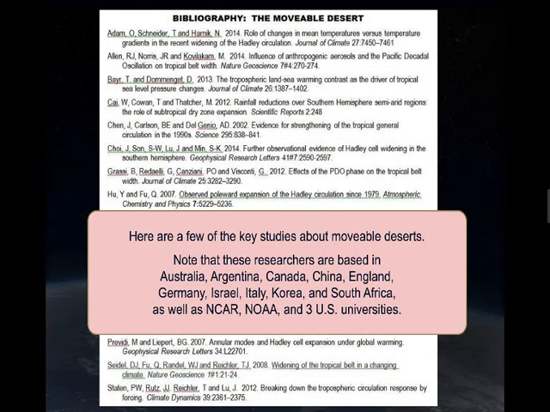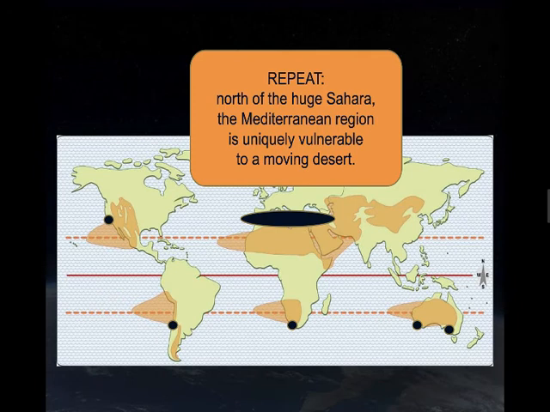The handout packet includes a bibliography of some of the key studies. I've updated that bibliography a little bit more recently, so the websites that we'll show you later will have more recent versions of this bibliography. Note that these researchers are based in universities all over the world, as well as in the United States. And let me repeat one more time: just north of the huge Sahara, the Mediterranean region is uniquely vulnerable to a moving desert.